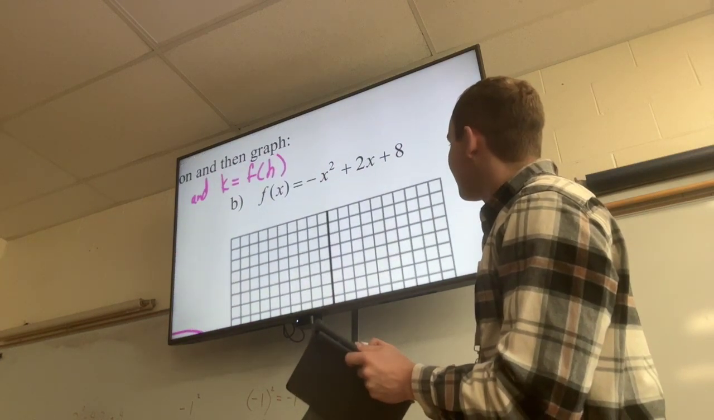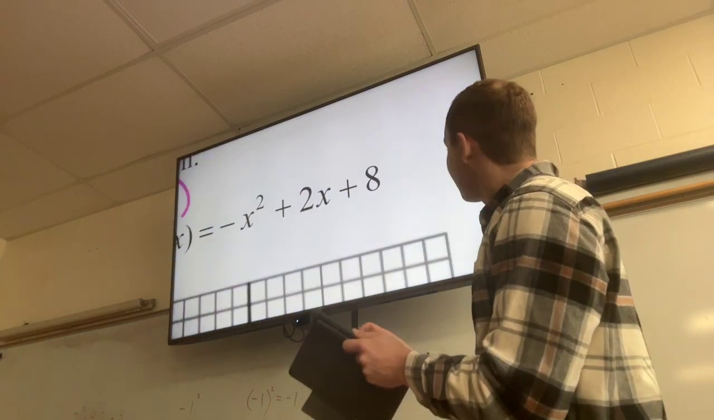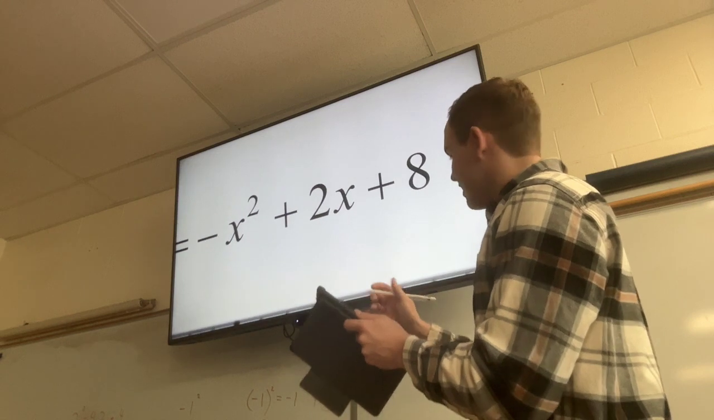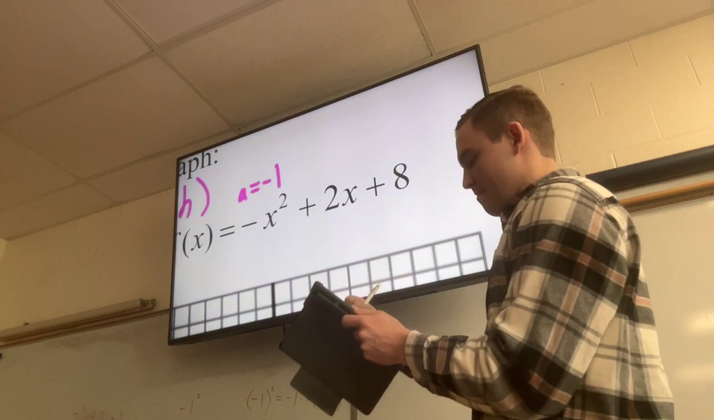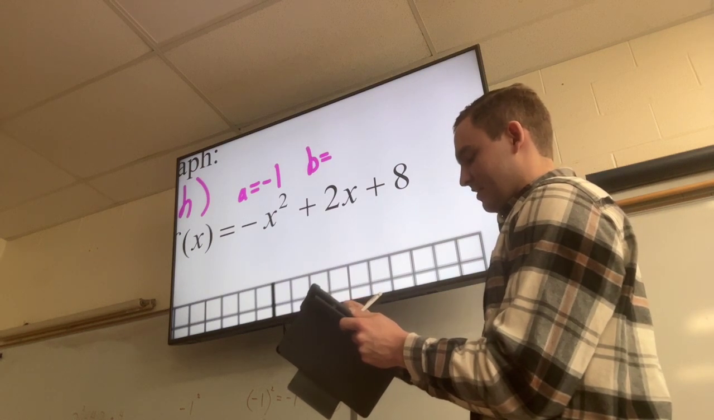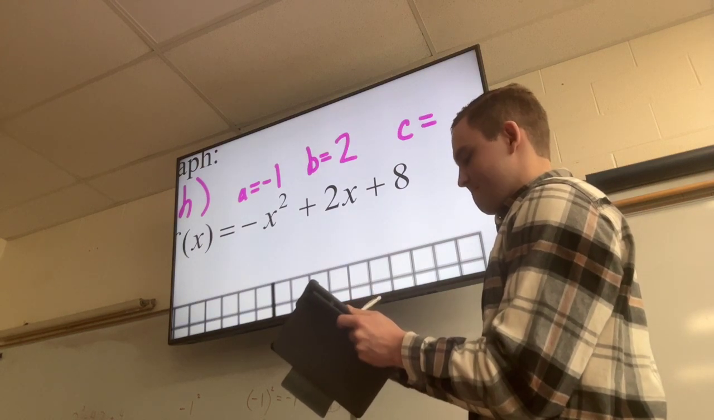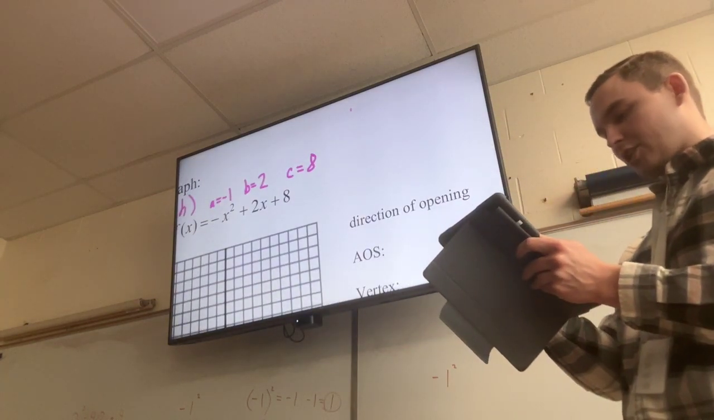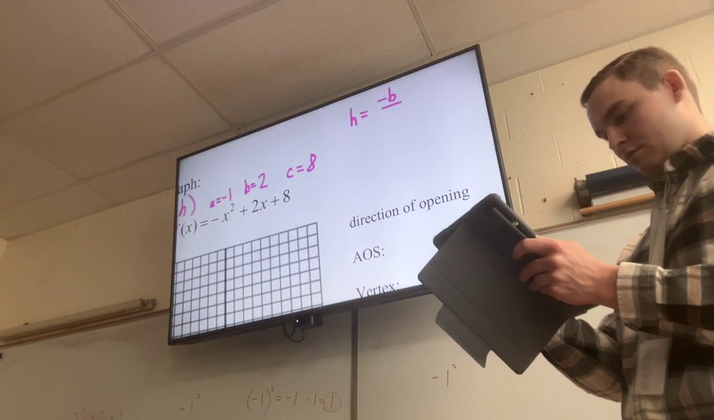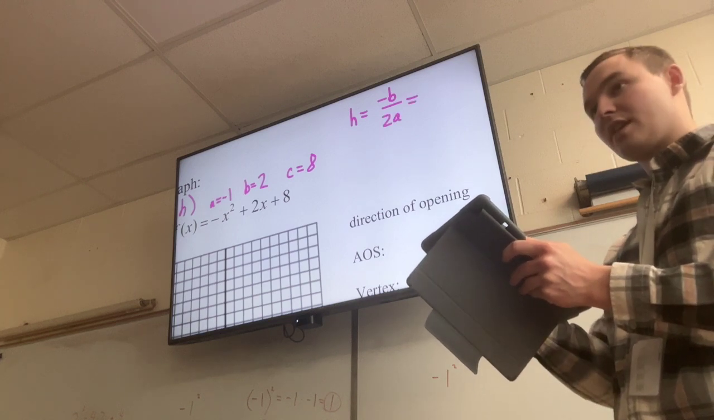Let's start. Let's label my coefficients here. Okay, let's zoom in really close. What's my A? Negative 1. My B is what? 2. What's my C? 8. So I need to get my vertex. What's my H?